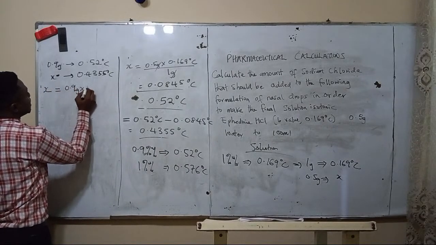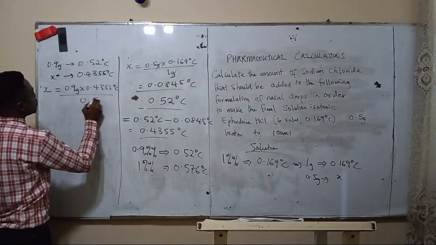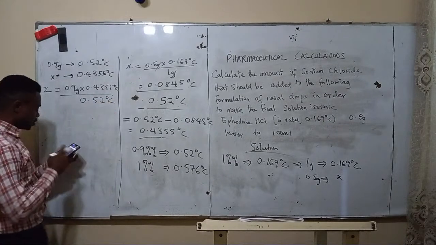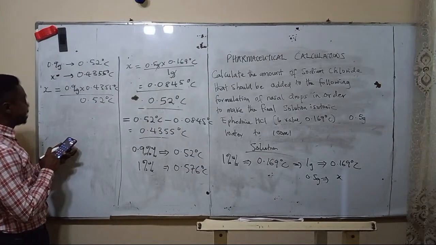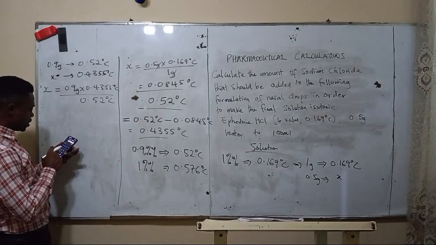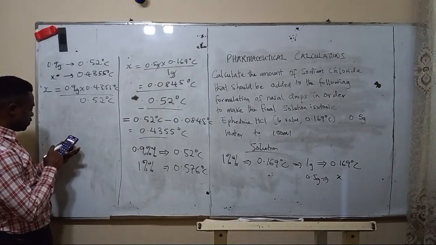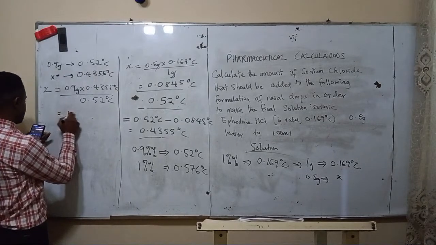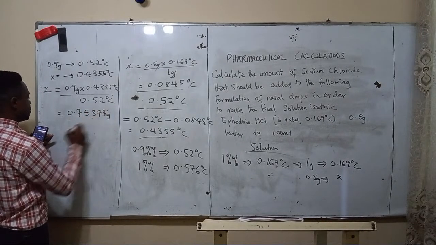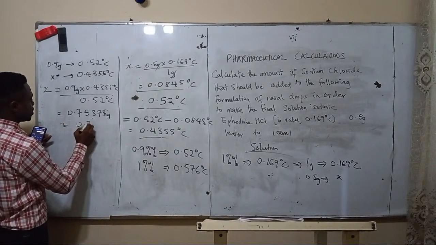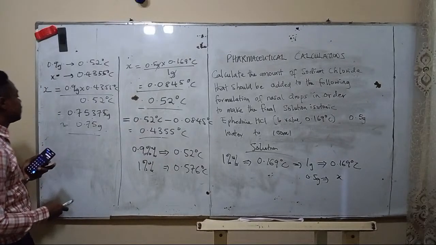0.9 gram times 0.4355 degrees Celsius over 0.52 degrees Celsius. So the answer is what? So we have 0.9 times 0.4355 divided by 0.52. So we have 0.75375 gram. I will approximate this to 0.75 gram. I will leave it as 0.75 gram.